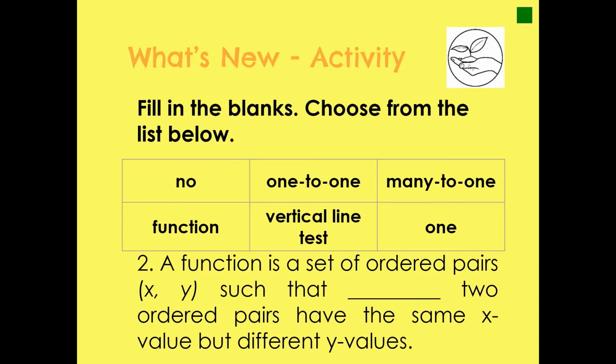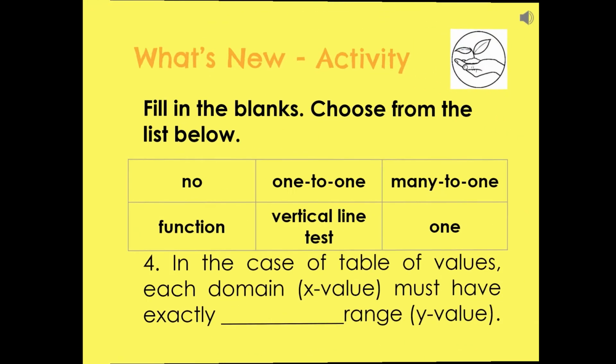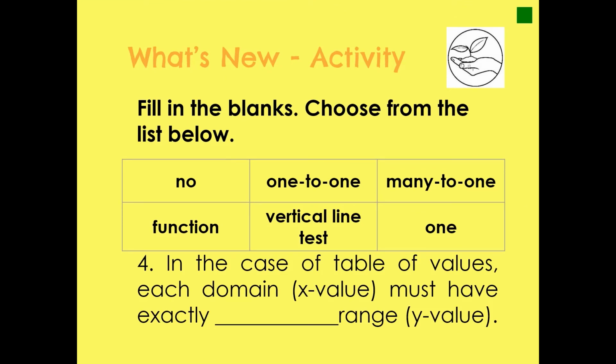Number 2, a function is a set of ordered pairs x, y such that no two ordered pairs have the same x value but different y values. Number 4, in the case of table of values, each domain or x value must have exactly one range or y value.